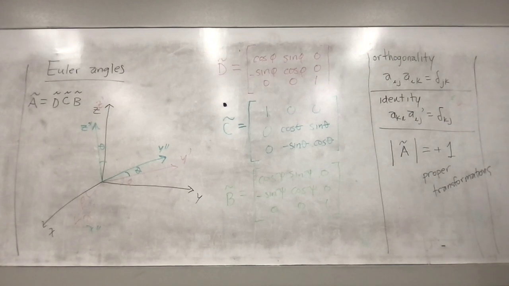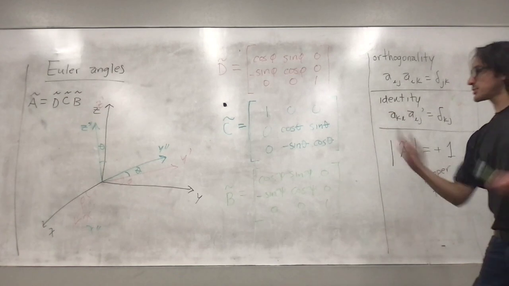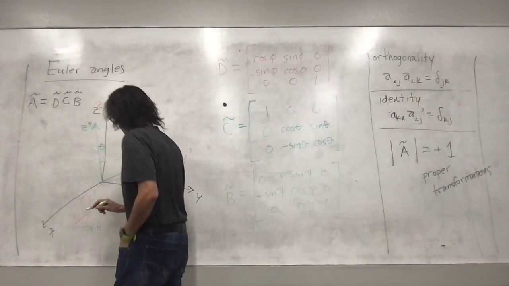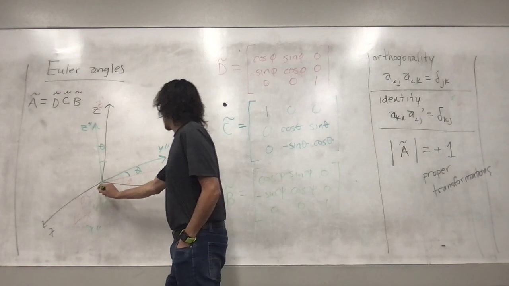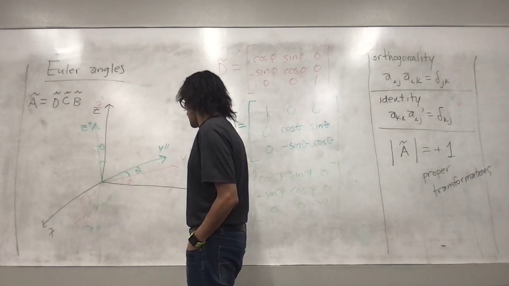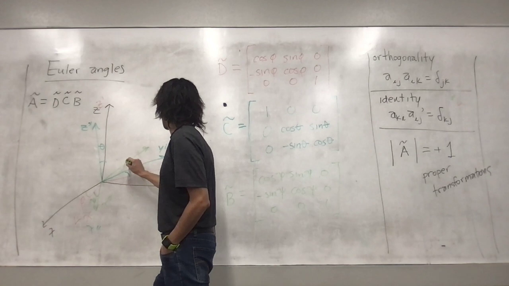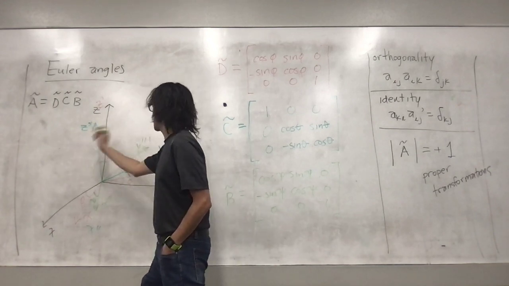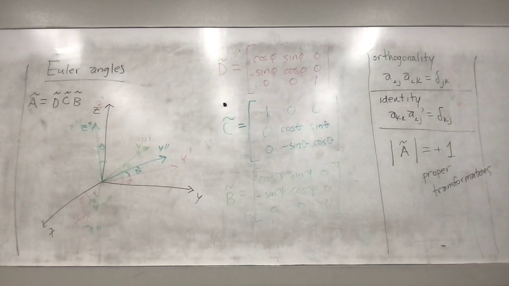Right, well, we know D and C, so this one is easier to guess. It's going to be a rotation about Z prime prime, and it looks like the other one. So I guess this is even more difficult to draw, but it's like this. So this angle is psi. One stays the same. Right, so we apply three successive transformations, and that gives us A.